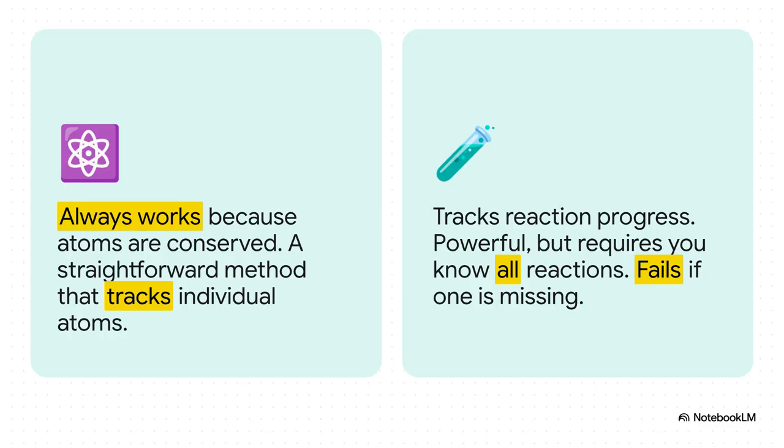The atomic species method, that's like using fingerprints. Atoms are always conserved, they never lie, so this method is rock solid, super reliable. The other one, the extent of reaction method, is more like using witness statements. It's incredibly powerful if you have all the witness accounts, meaning you know all the reactions happening, but if you're missing even one, it can fall apart. The cool thing is, both can get you to the right answer.